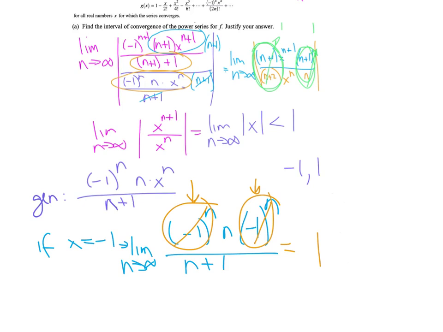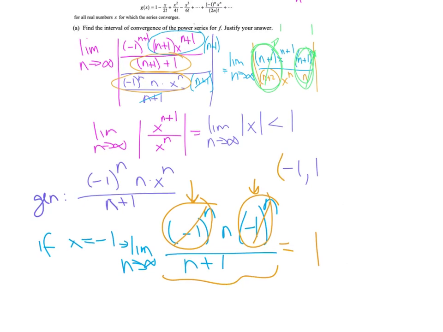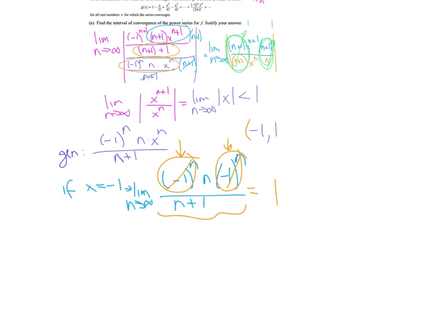If I get 1, that's the divergence test, and that means that that series will diverge, because we looked at the sequence. That's this blue part. We looked at the sequence. The sequence did not go to 0. If the sequence does not go to 0, then the series must diverge.